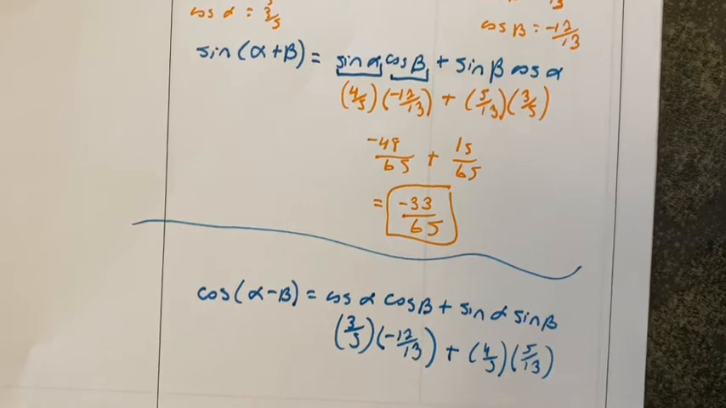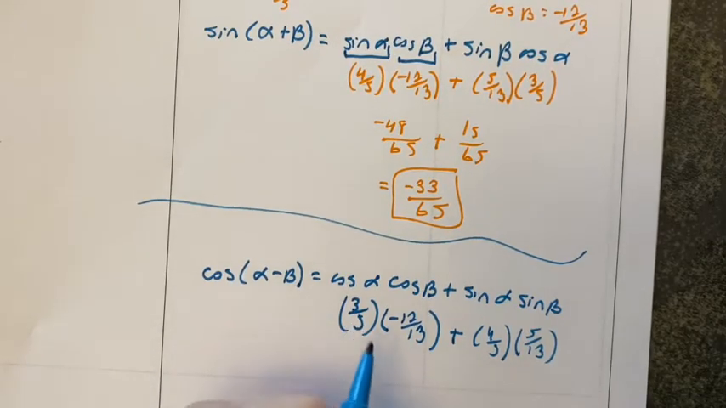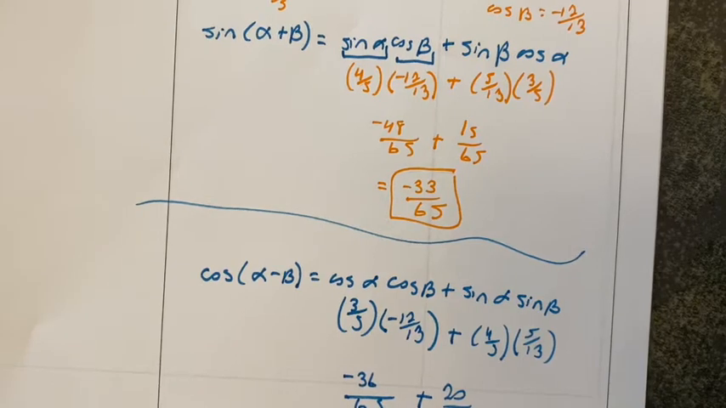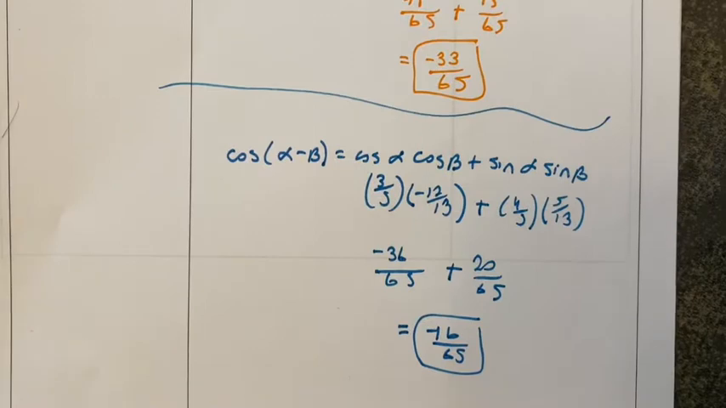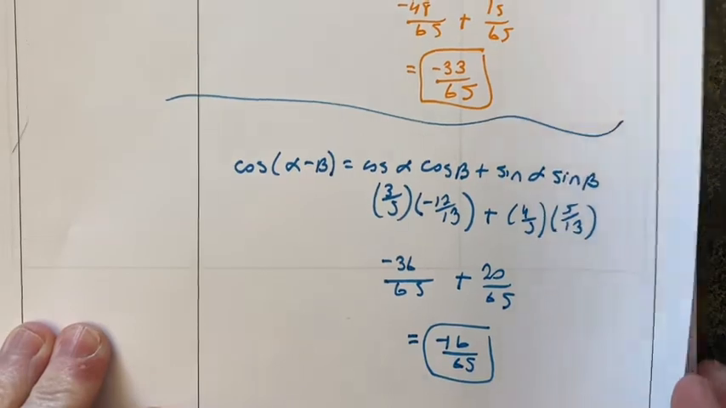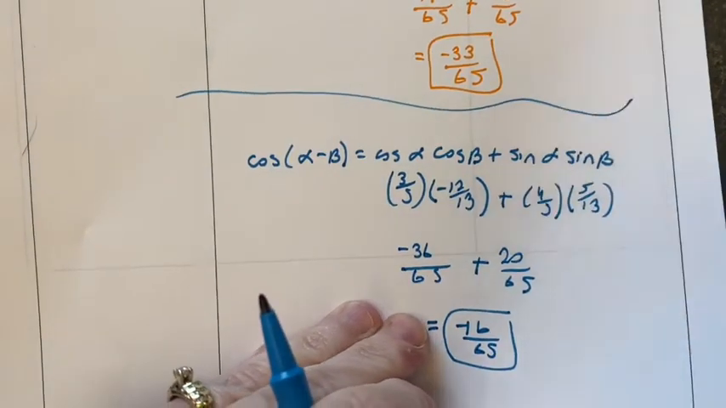So again, I'm just going to multiply these together, and I get negative 36/65 and 20/65. So when I combine these, I get negative 16/65 for my final answer. Sorry. Okay, so that's that one where you actually use the triangles. Let's go to another problem.